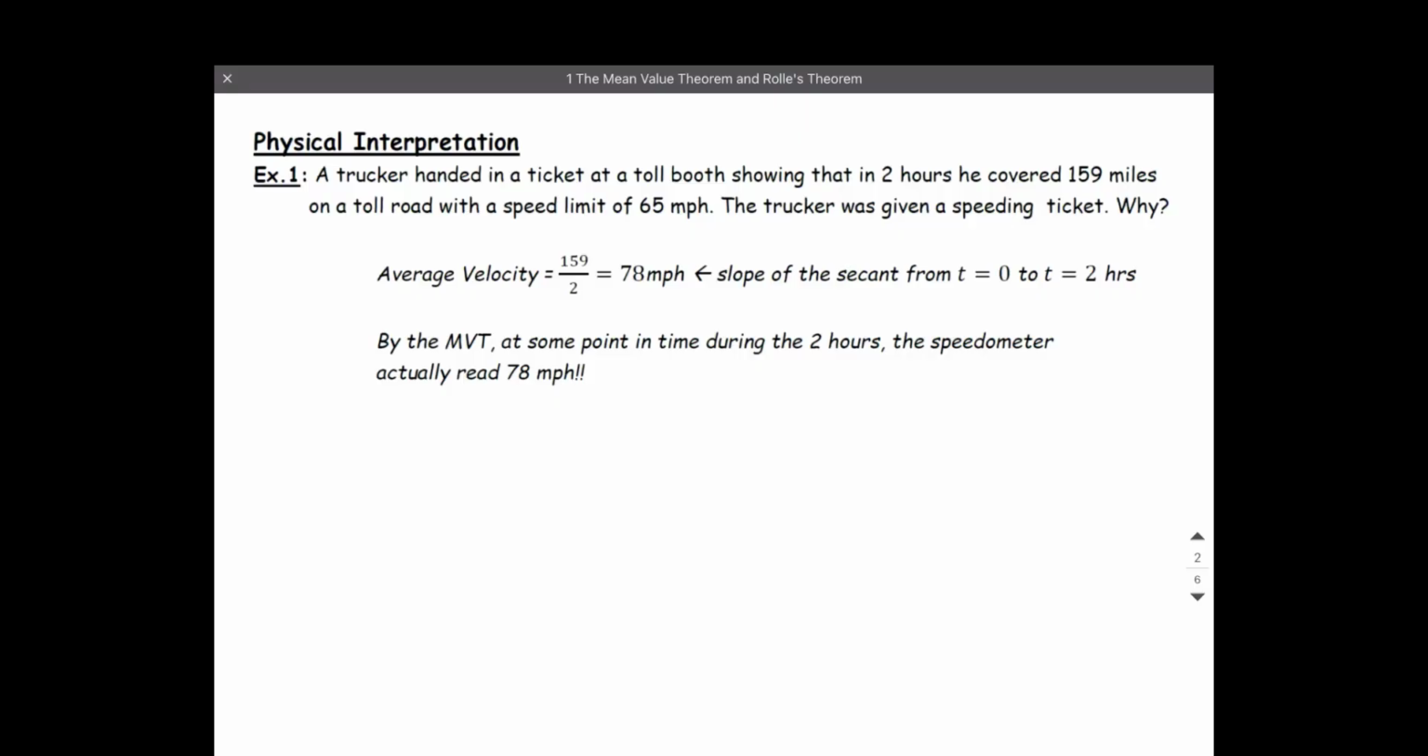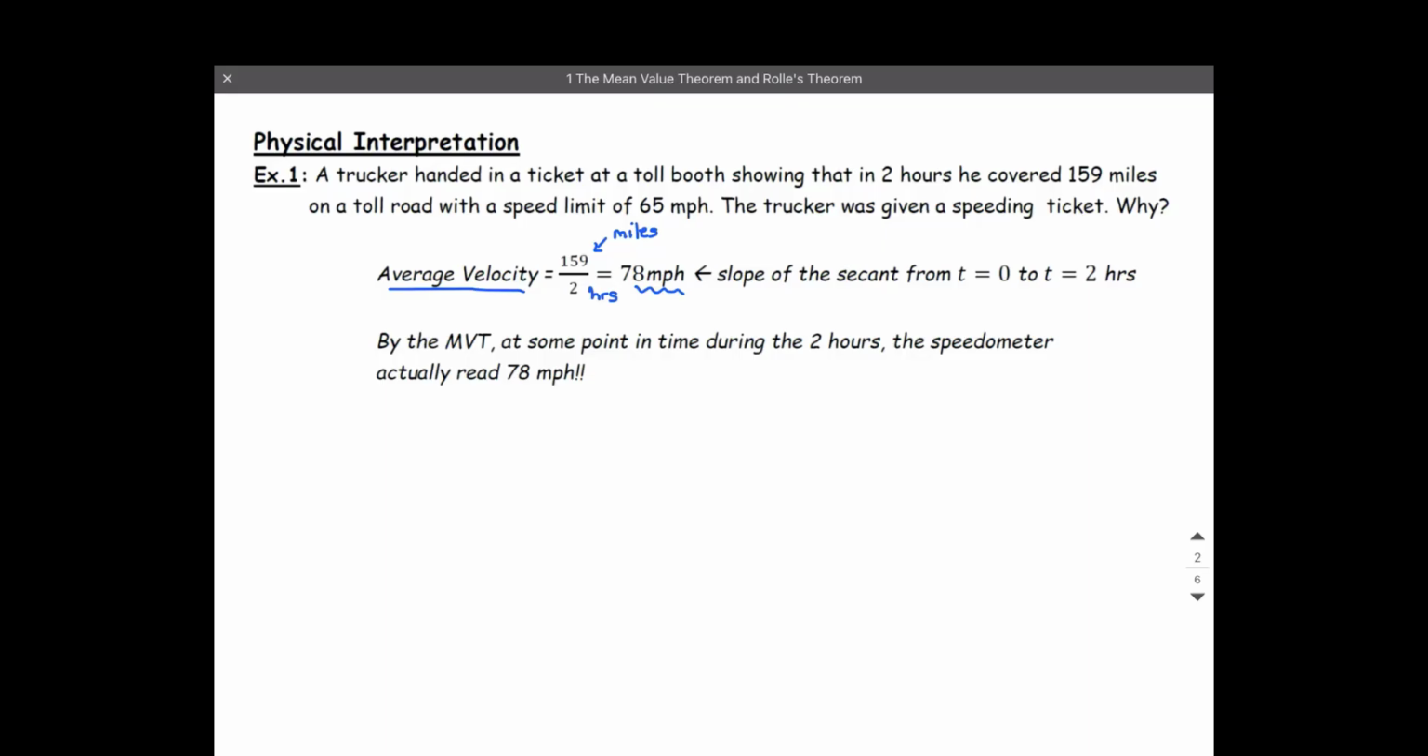So if you get on the New York thruway and you get a ticket at the toll booth, and then you drive, and then as you get off you hand in your ticket, and it shows you've driven 159 miles in 2 hours. He was given a speeding ticket. Why? Well, his average velocity would be the 159 miles divided by the 2 hours he drove, and that gives him an average velocity of 78 miles per hour.